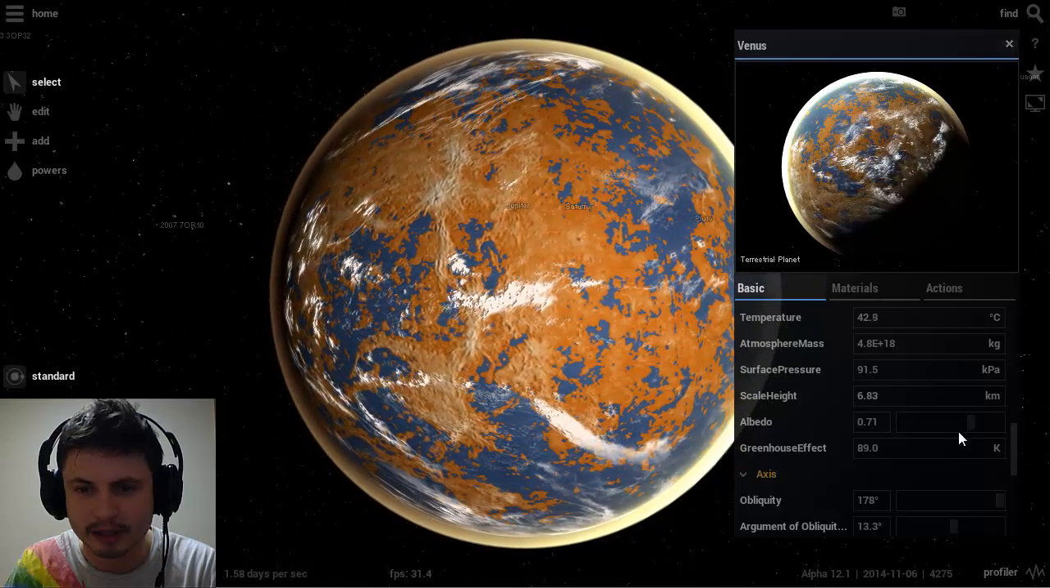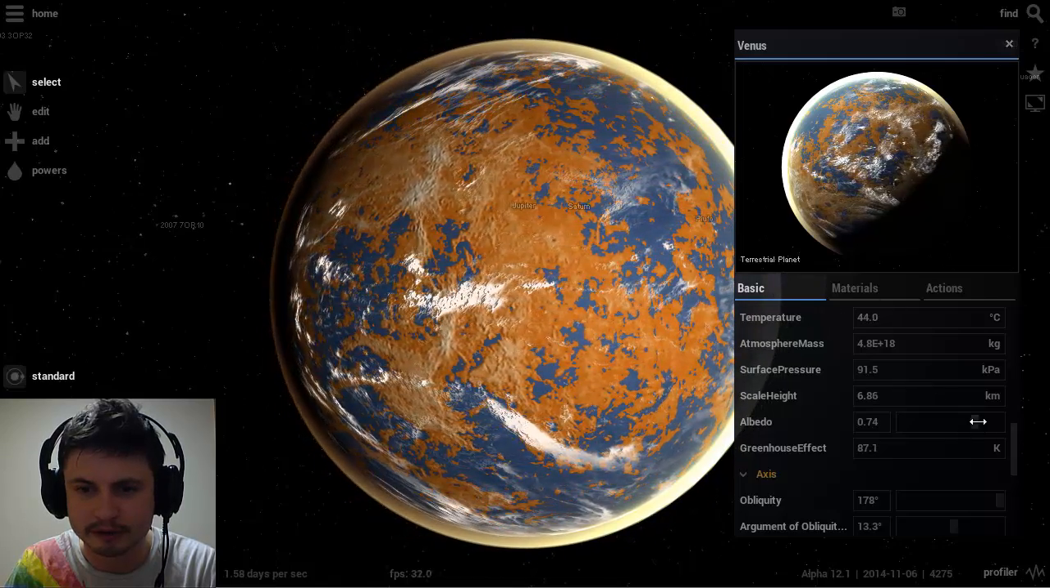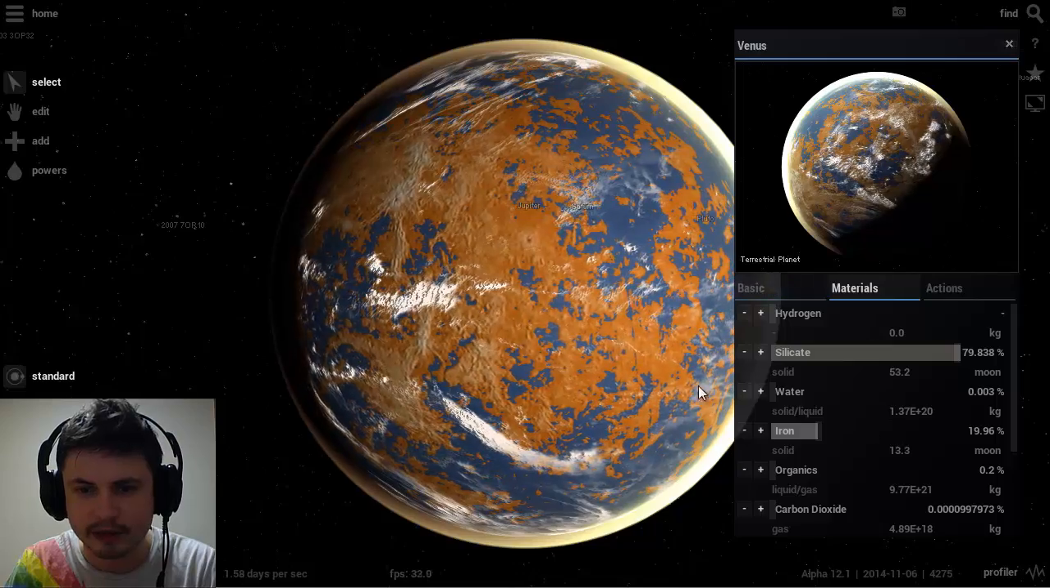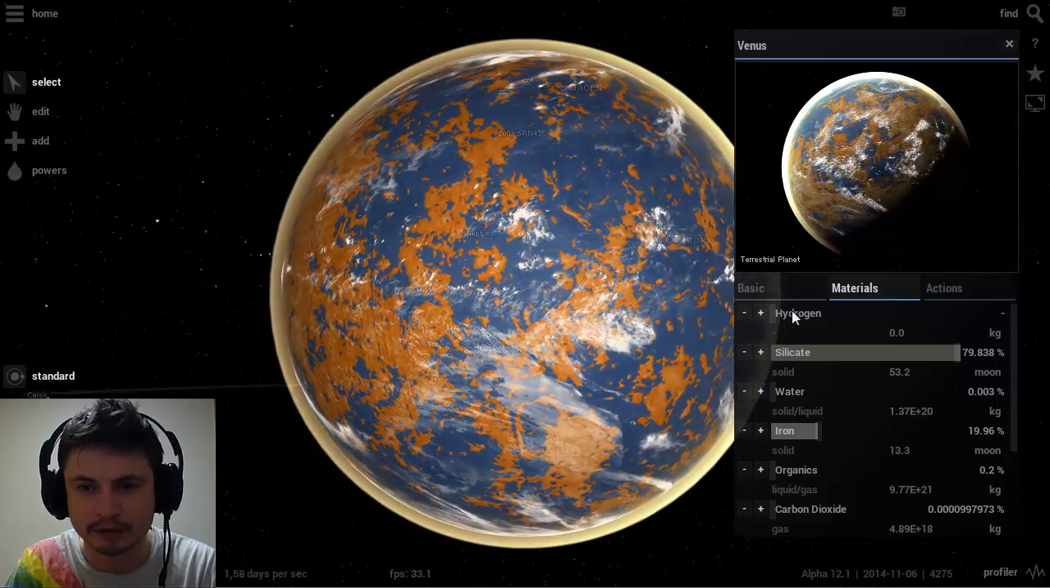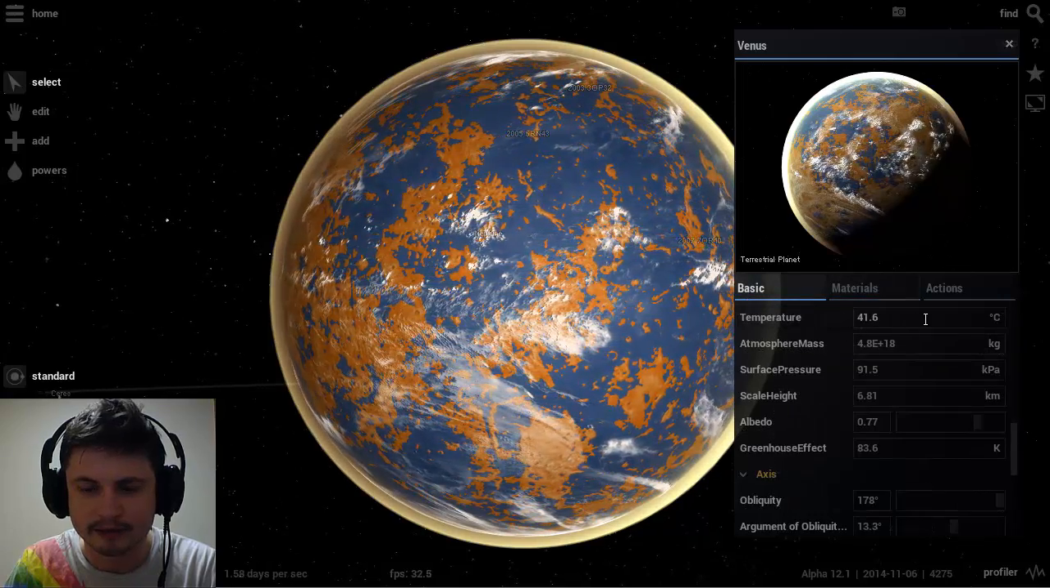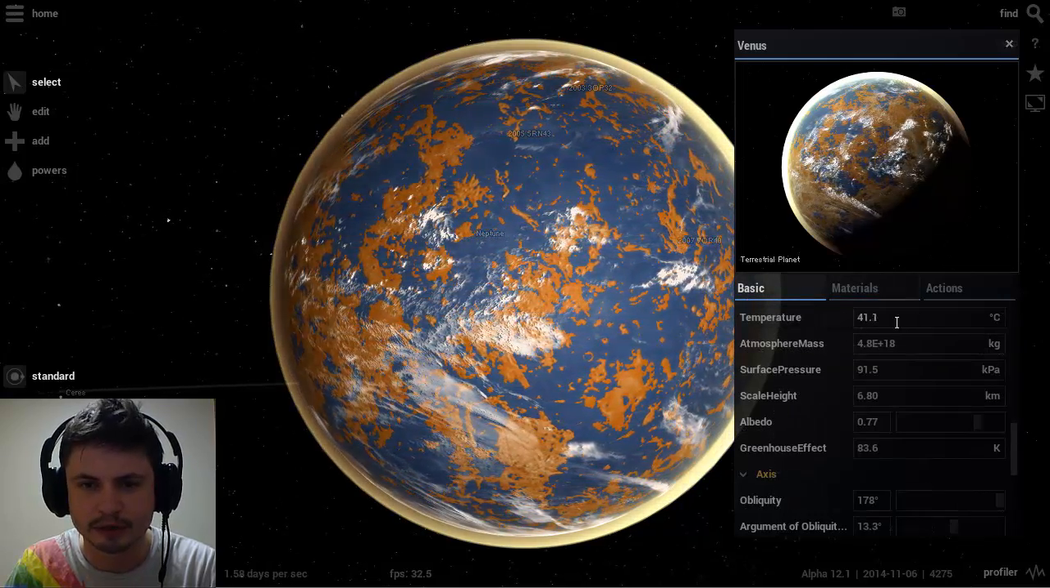It's still a little bit too hot. I may actually increase my albedo just a little bit. And it has water, it has organics, it has carbon dioxide. So everything to support life. So hopefully it will turn green at some point. And temperature is still a little bit too hot, but it's actually going to decrease a little bit.